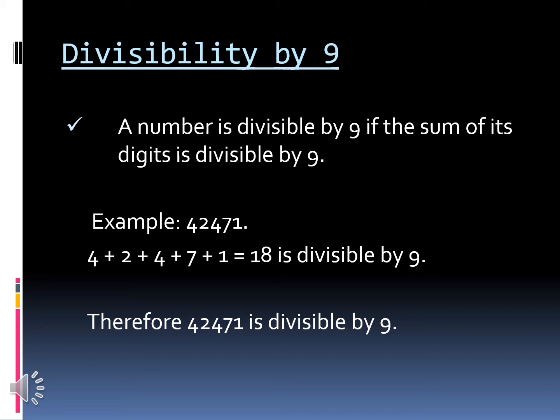Here we have an example, 42,471. So it's a large number. Let's find the sum of the digits: 4 plus 2 plus 4 plus 7 plus 1 gives us 18. And all of you know that 18 is divisible by 9. Therefore, the complete number 42,471 is divisible by 9.